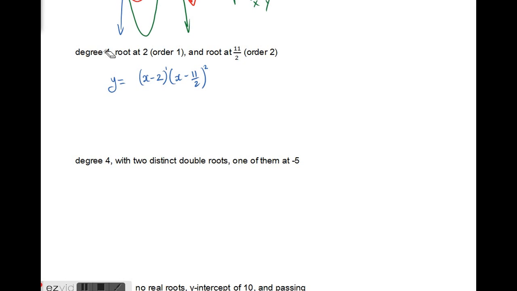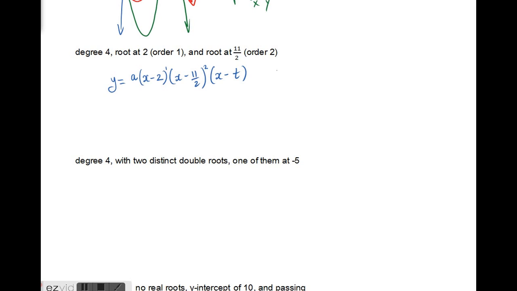Because it says degree 4, and so far we only have degree 3 written down, since this is x and then x squared, we should have one more factor here with an unknown root. The question didn't tell us enough information, so we have this t here that could represent another root. Also, we're not told anything about the leading coefficient or the end behavior, so I'm going to put a constant a in front.